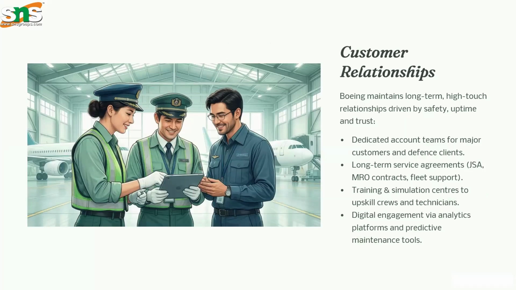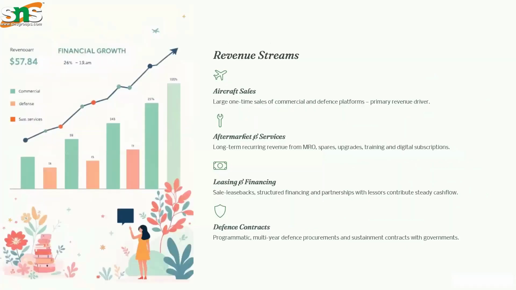Now I'm going to talk about revenue streams and financial growth. Boeing is one of the largest aircraft manufacturing companies. When Boeing started manufacturing planes, aircraft sales started growing and generated a large amount of income. The large one-time sales of commercial and defense platforms are the primary revenue driver. They sold more platforms into the market, and now it is a top manufacturing company.